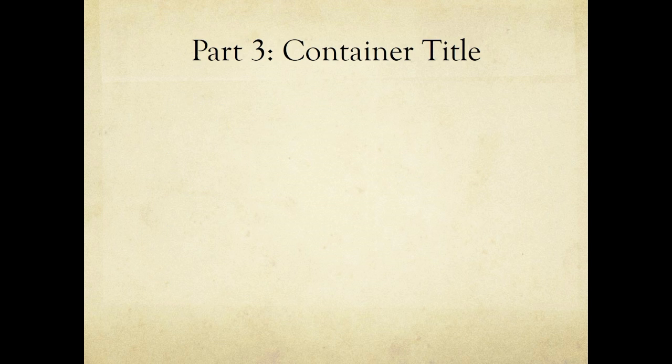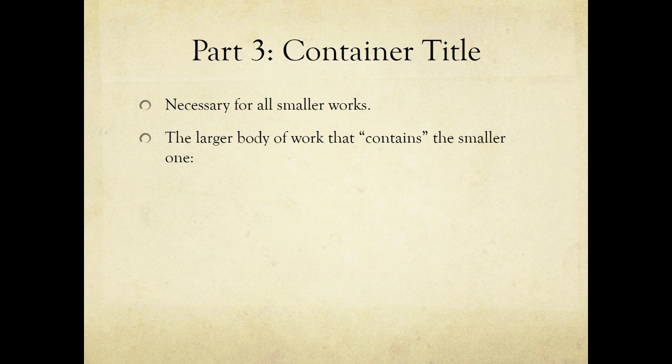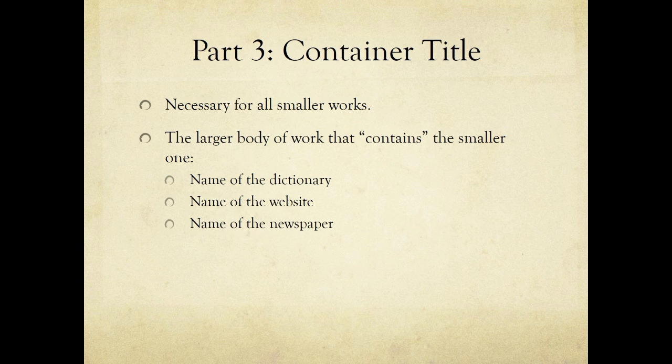So if you've got a larger work, you can safely move on. But if you've got a smaller work, as most of you probably will have, especially for citing things like articles, you need to have the title of the container after the title of the work. So for smaller works, this is going to be the larger body of work that contains it. If you found an entry in a dictionary, a page on a website, or an article in a newspaper, the larger piece is going to be whatever your title container is.